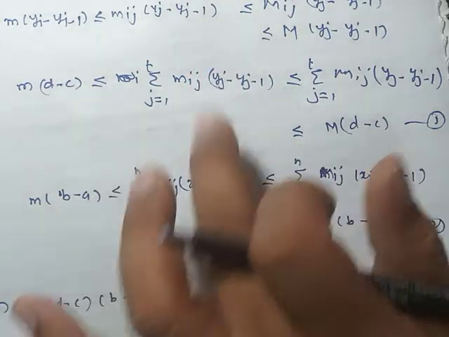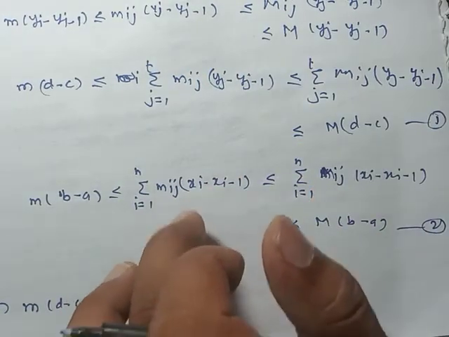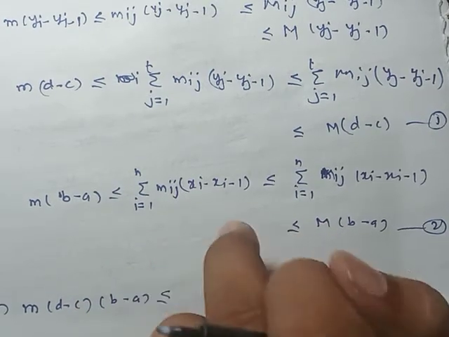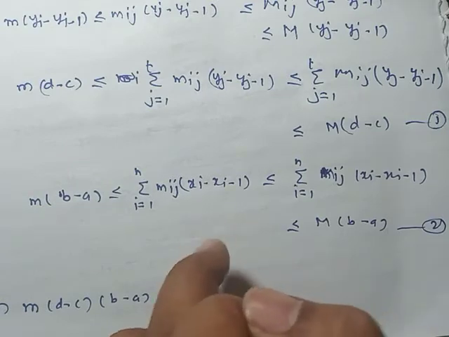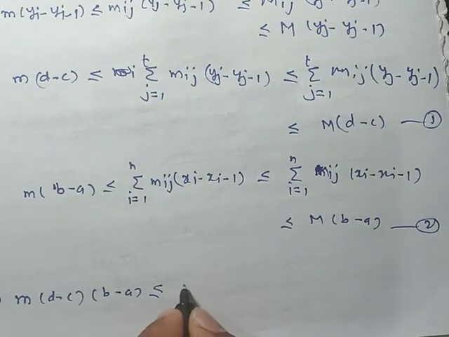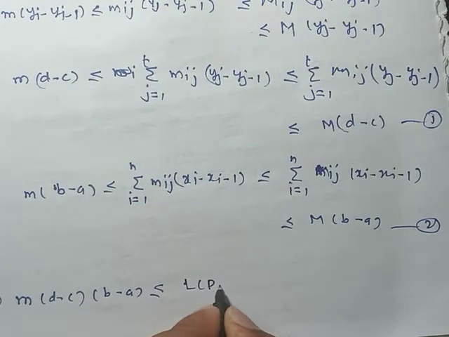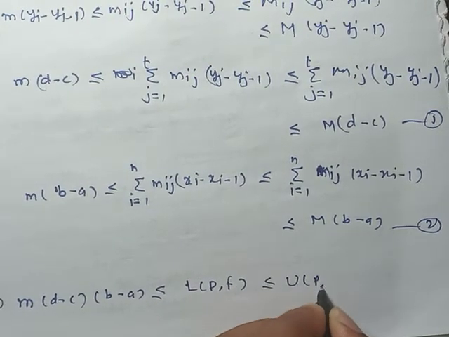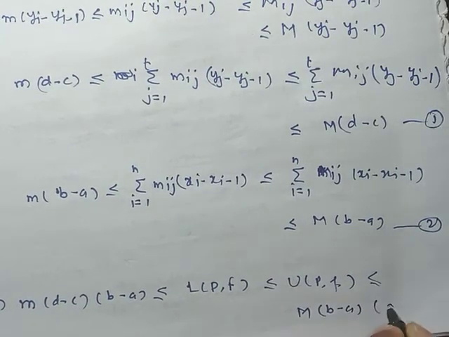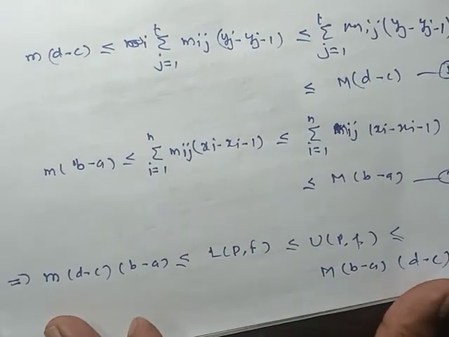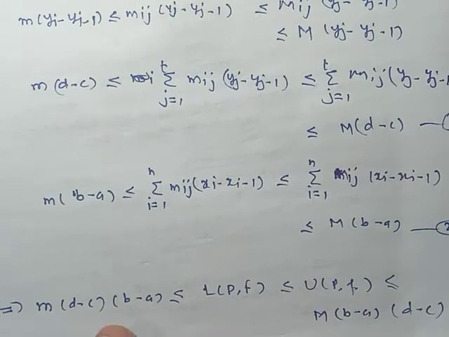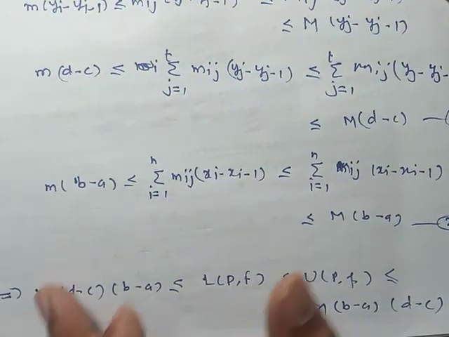And if we take the product of these two, which is again less than or equal to, if we choose Mij, there is no change in this inequality. If we take Mij instead of Mij square, then the inequality doesn't get changed. So we get LPF, which is less than UPF, which is less than capital M into (b minus a) into (d minus c). So this is a Darboux inequality, and we will define the double integral with the help of this inequality.